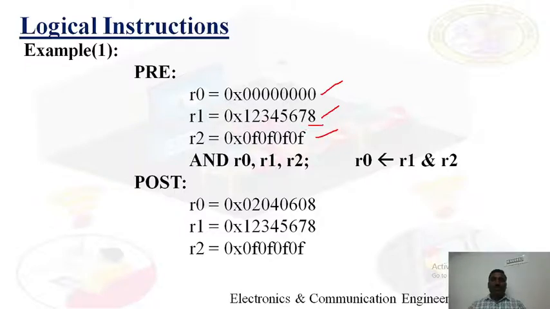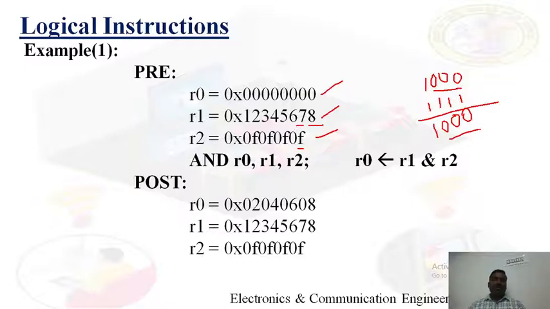Let us consider the lower nibble first, that is 8 and F. 8 means 1 0 0 0, and F means 1 1 1 1. Now AND these two. 0 ANDed with 1 you will get 0, again 0 ANDed with 1 you will get 0, and 0 ANDed with 1 you will get 0. Similarly, 1 ANDed with 1 you will get 1. See here, 0 ANDed with anything you will get 0, and 1 ANDed with anything you will get the same thing.